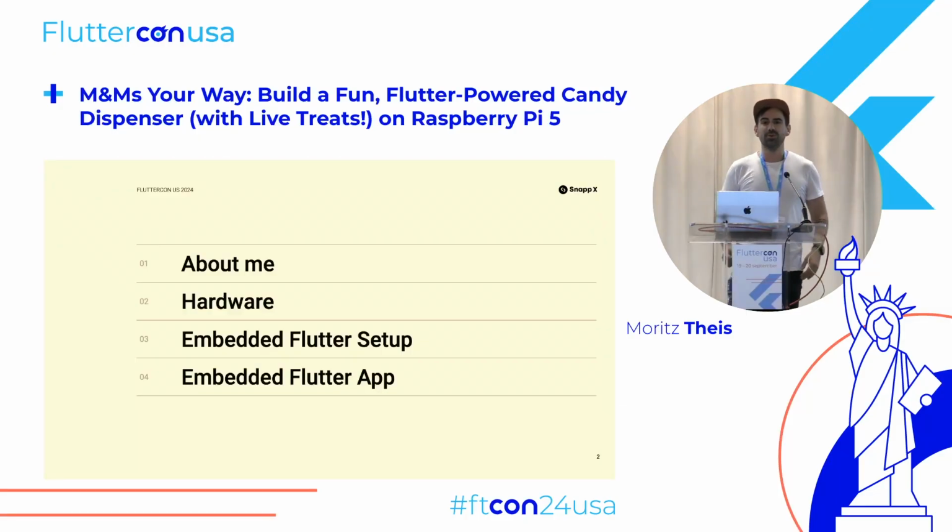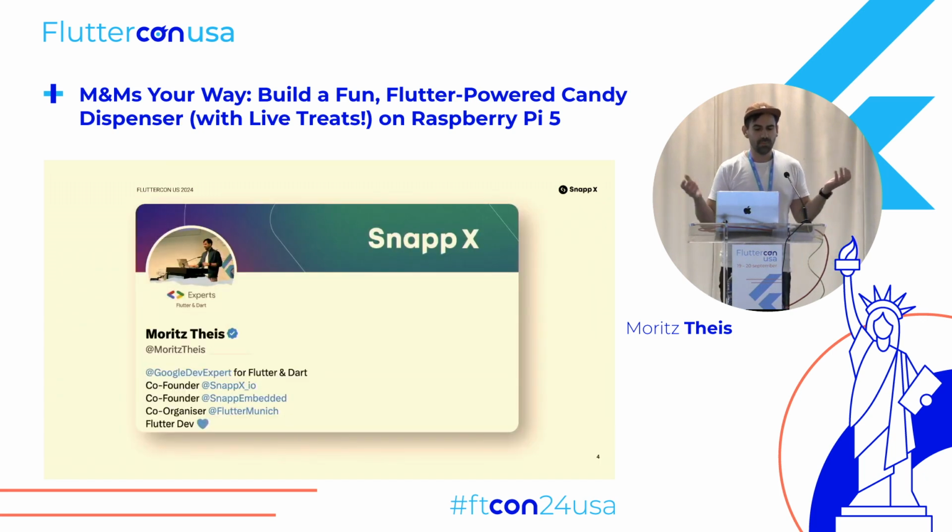Welcome to my talk. M&Ms Your Way: built a fun Flutter-powered candy dispenser with live treats on the Raspberry Pi 5. Even though this talk is only about 30 to 35 minutes long, we do have a short agenda. First, I'll talk a little about me, very brief. Second, I will talk about the hardware being used in this project. You can see it already right here. Then I will explain to you how to set up Flutter to develop on embedded devices in general. Last but not least, we will go through the steps to create this particular machine and to get started with embedded Flutter.